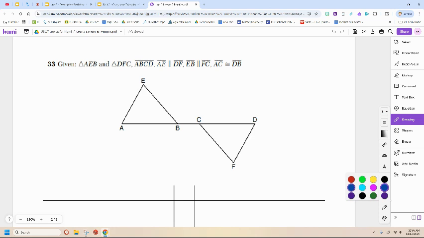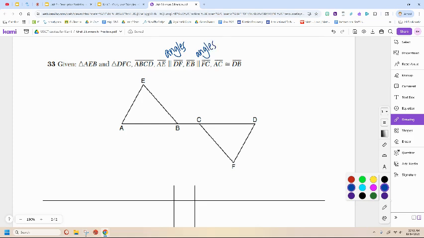The next thing. Ooh, what does this mean? Parallel, which means we're going to get some angles out of that. We're not going to get segments, we're going to get angles. Josh, you with me? Okay. Oh, another parallel symbol. What could we get out of that? Angles.